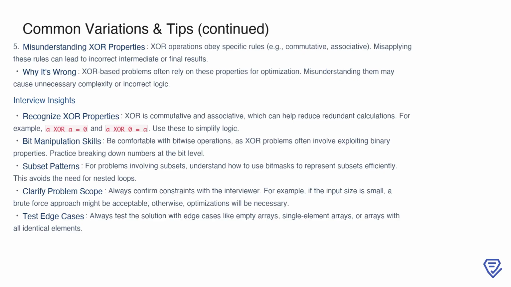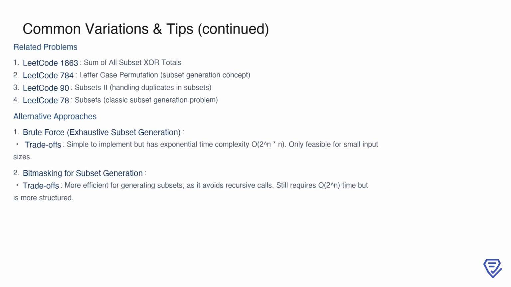As a general tip during interviews, always clarify the problem scope. If constraints allow for small input sizes, brute force approaches may be acceptable; otherwise, optimizations are key. Lastly, always test your solution with edge cases, such as empty arrays, single-element arrays, or arrays with identical elements, to ensure robustness. To deepen your understanding, it's helpful to explore related problems.